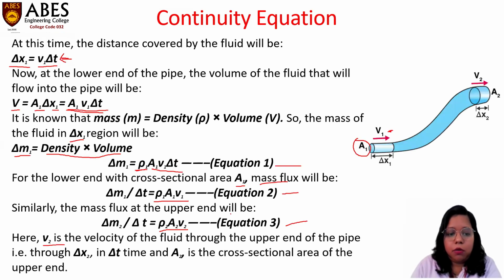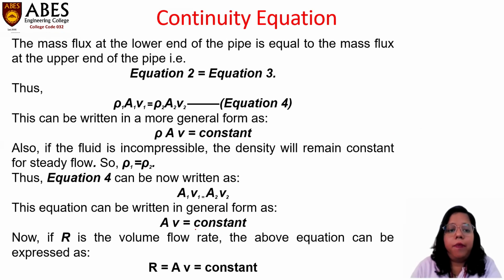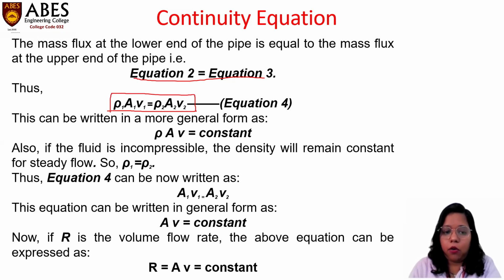What are equation number 2 and 3? Equation 2 is the mass flux at the lower end, and equation 3 is the mass flux at the upper end. We equate them: equation number 2 is equal to equation number 3. It means rho 1 A1 v1 is equal to rho 2 A2 v2. In general form, it can be written as rho into A into v is constant.